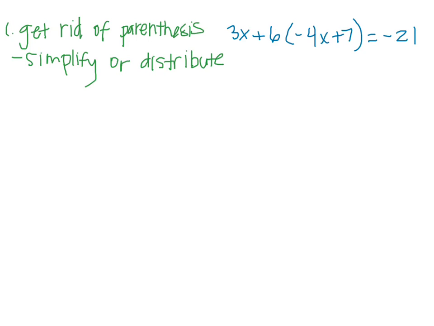That's my other option. So I do 6 times negative 4, which gives me negative 24x. And then I also need to distribute my 6 to the 7. 6 times 7 is going to give me a positive 42. We don't need the parentheses anymore, and let's bring down everything else. So we now have 3x minus 24x plus 42 equals negative 21.